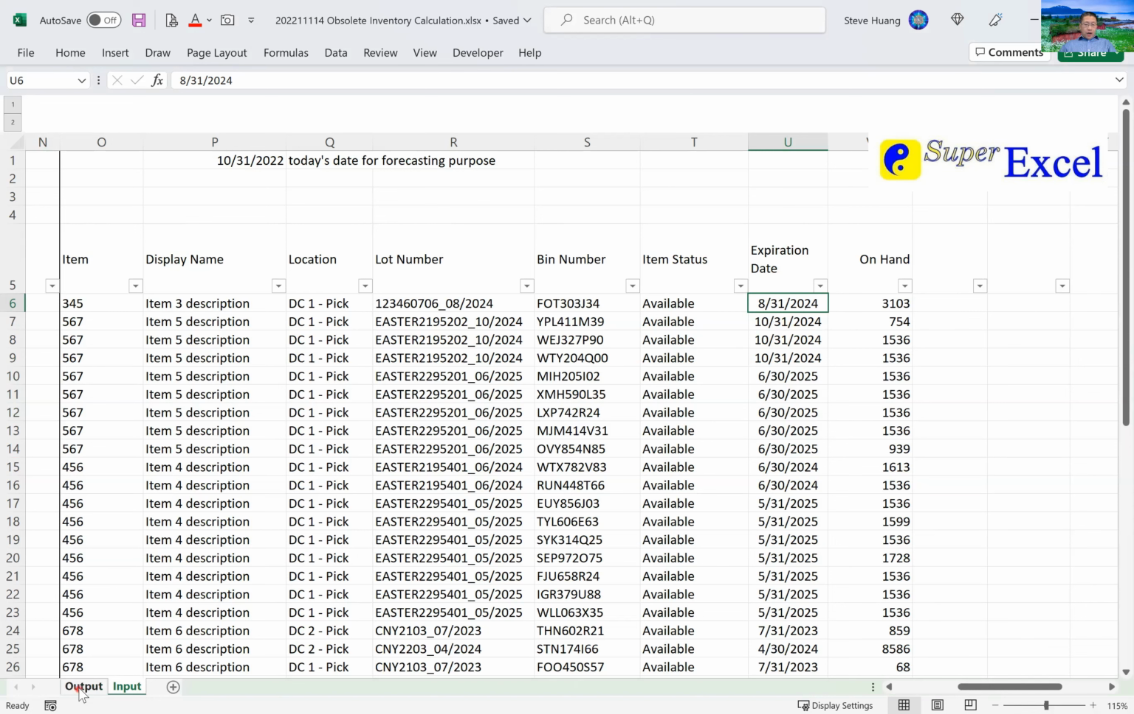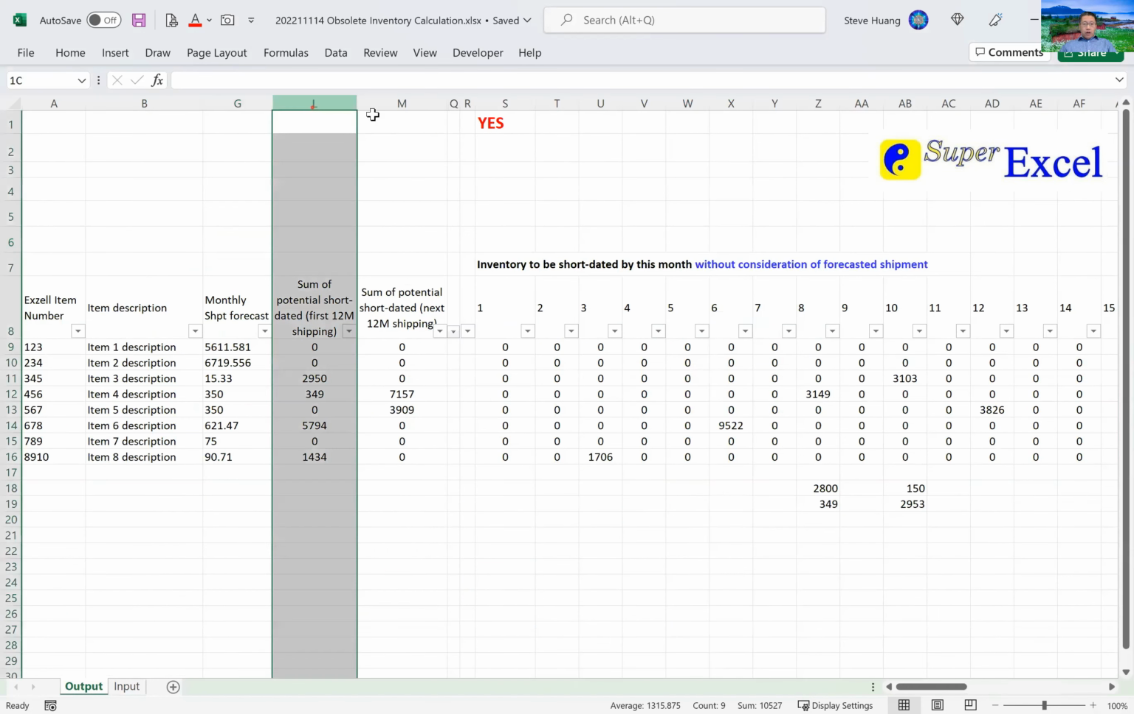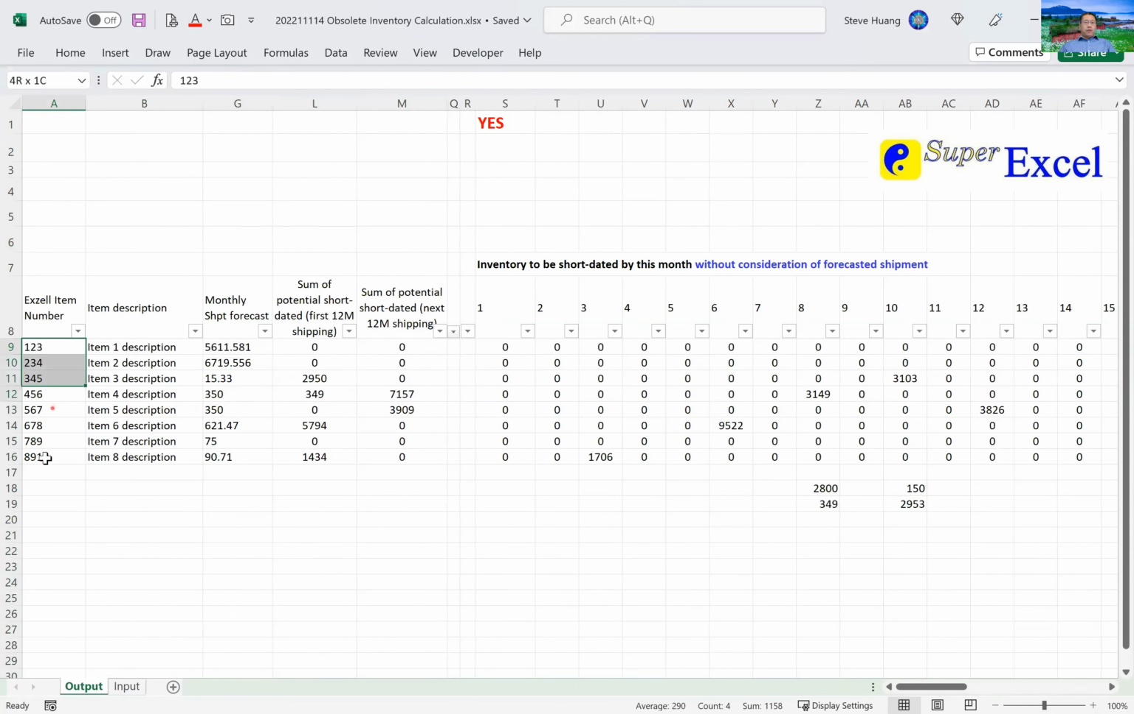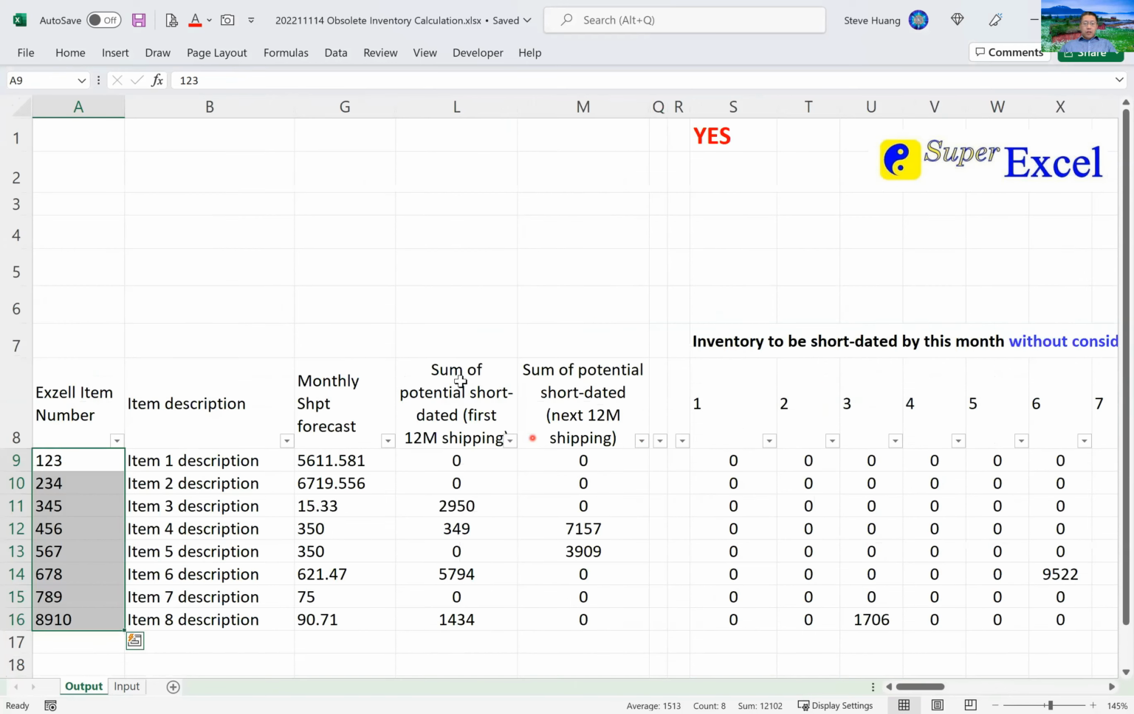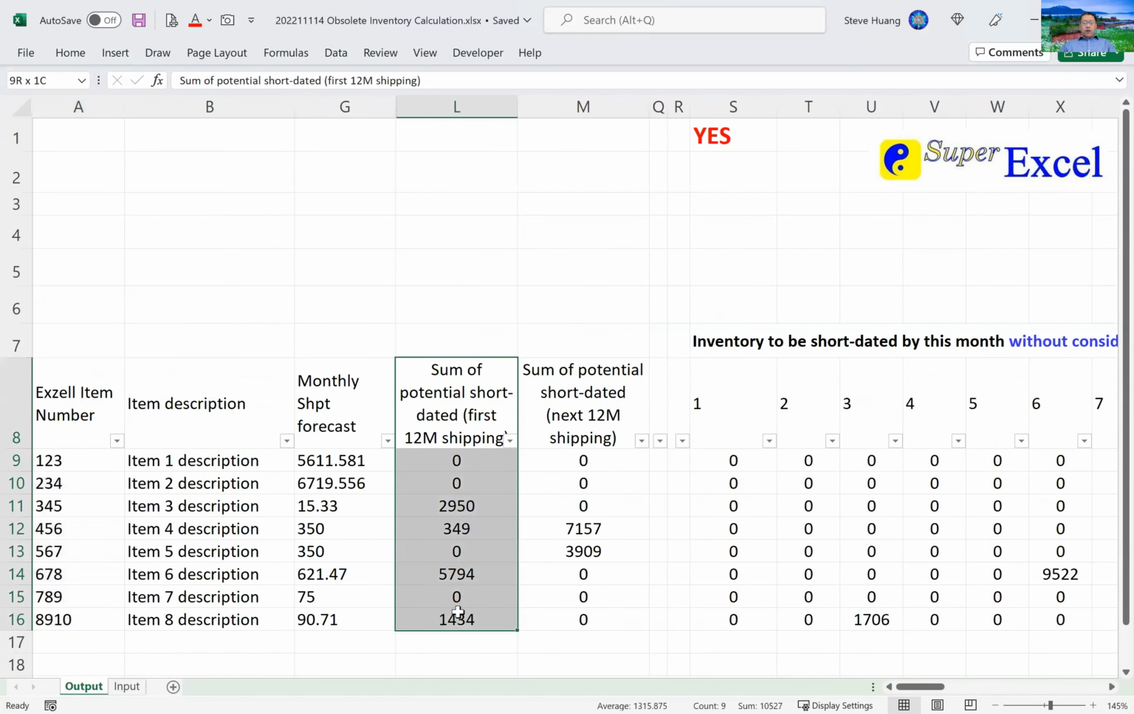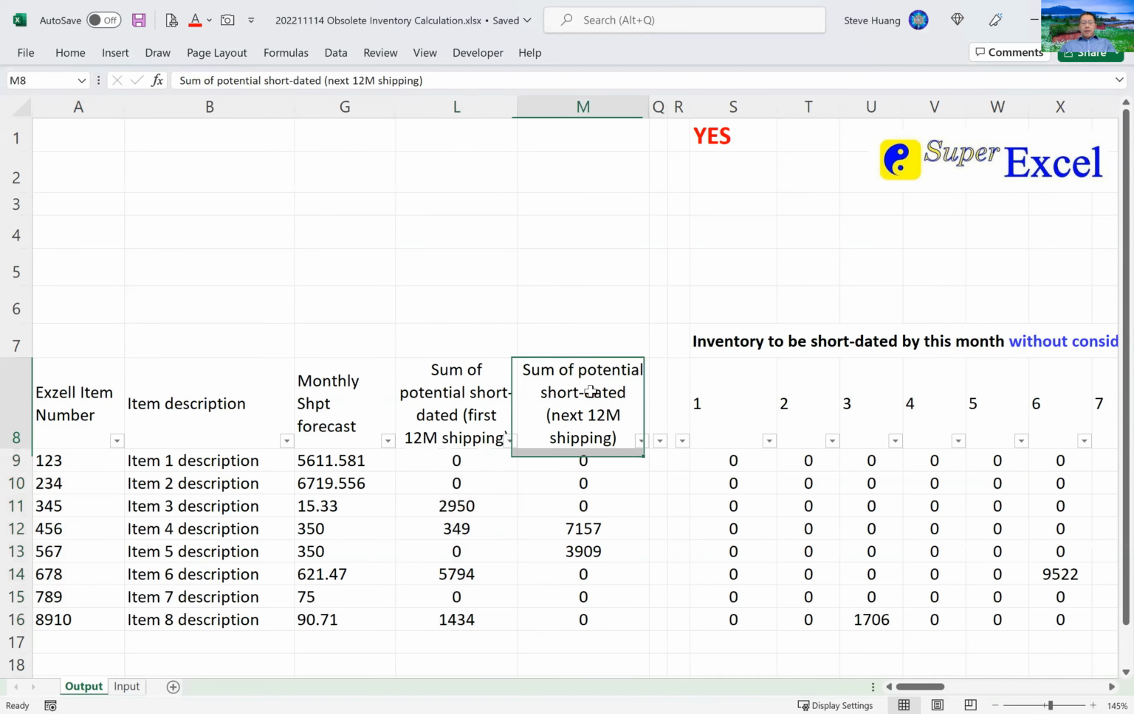So the final output is basically those two columns in the output sheet over here. We have those individual product numbers over here. We want to know how many units of inventory will be short dated in the first 12 months. And then column M, we want to know how many units of inventory will be short dated within 30 months and beyond. So that's the ultimate objective of her inventory obsolescence calculation.